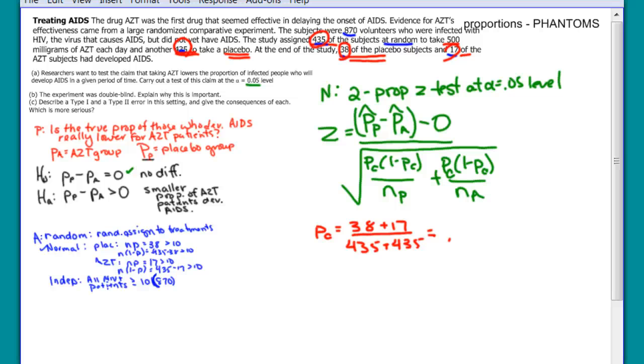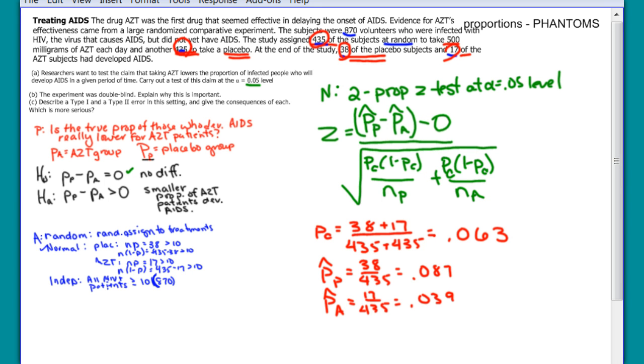That pooled proportion comes out to 0.063. At the same time, I'm going to take a look at what p hat for my placebo group is. That's 38 out of 435. That comes to 0.087. And the proportion for my AZT group, 17 out of 435, equals 0.039. So this combined is something in between those two. In this case, a nice average of the two.